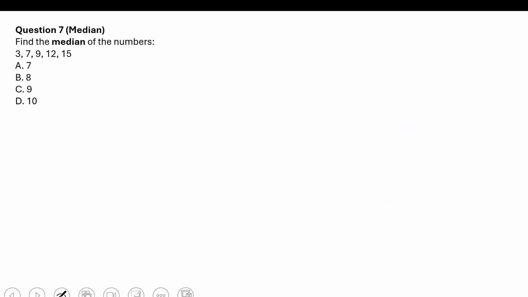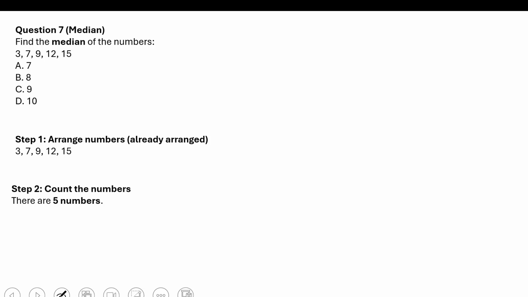Okay. So the next question is on median. It says find the median of the numbers 3, 7, 9, 12, and 15. Median is just the middle number. The first thing we do is to arrange the numbers from the least to the greatest, ascending order, of course. All right, so then we'll now count the numbers. There are 5 of these numbers.